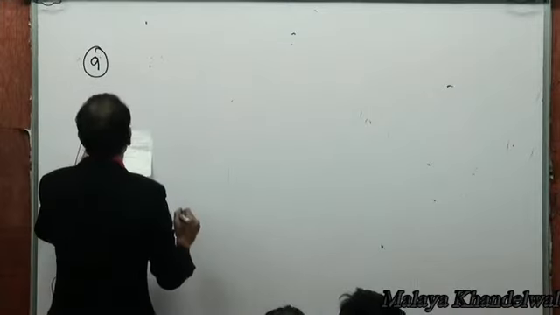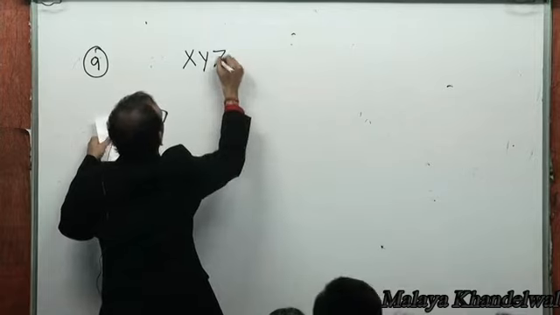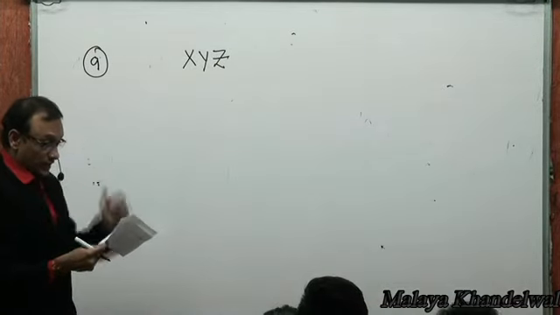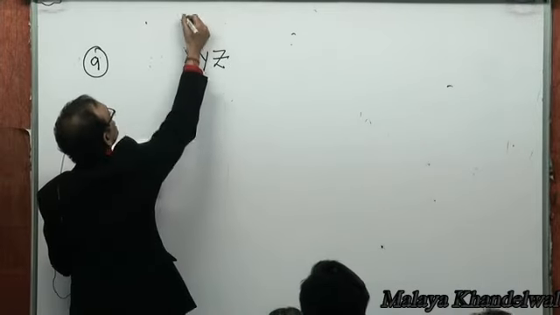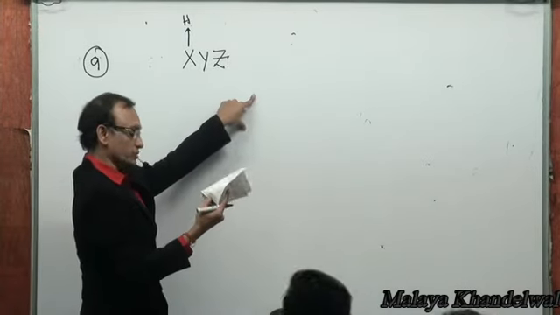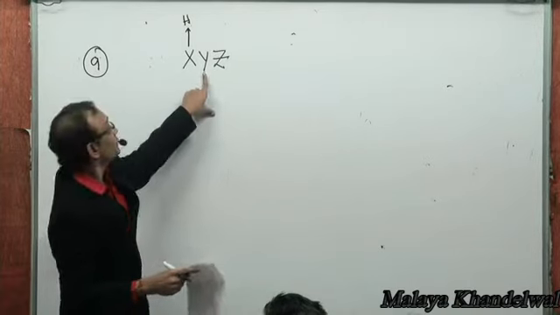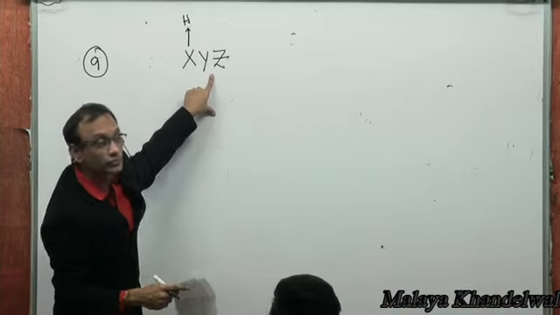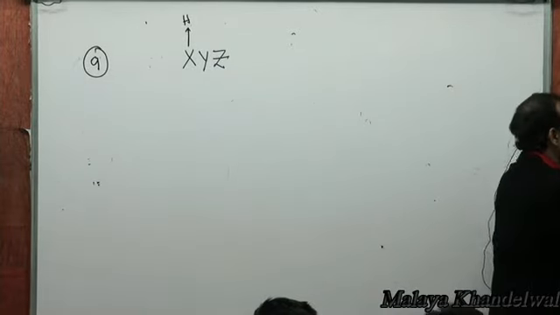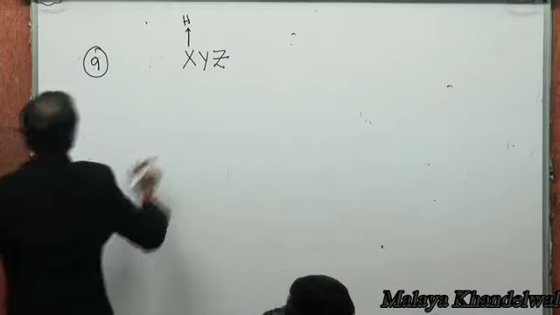Number 9 is about all 3-digit numbers x, y, z, in which the digit at the hundreds place is greater than the other two digits. We want this digit to be greater than y and z both, right? How many such numbers exist, 3-digit numbers in which the digit at the hundreds place is more than the other two digits? Okay.